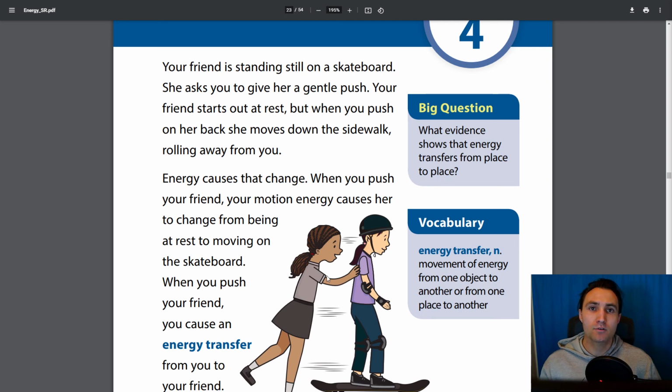So our first example is when you push your friend either on a skateboard or on some rollerblades, you're transferring energy from you moving your muscles to the person that's standing at rest to start moving. We talked about how the sun is transferring energy through heat to us to give us a tan or a sunburn, to give us vitamin D, it gives us our body energy, it gives energy to the plants. We talked about energy from electricity to a light bulb, which lights the light bulb and brings light into a dark room.